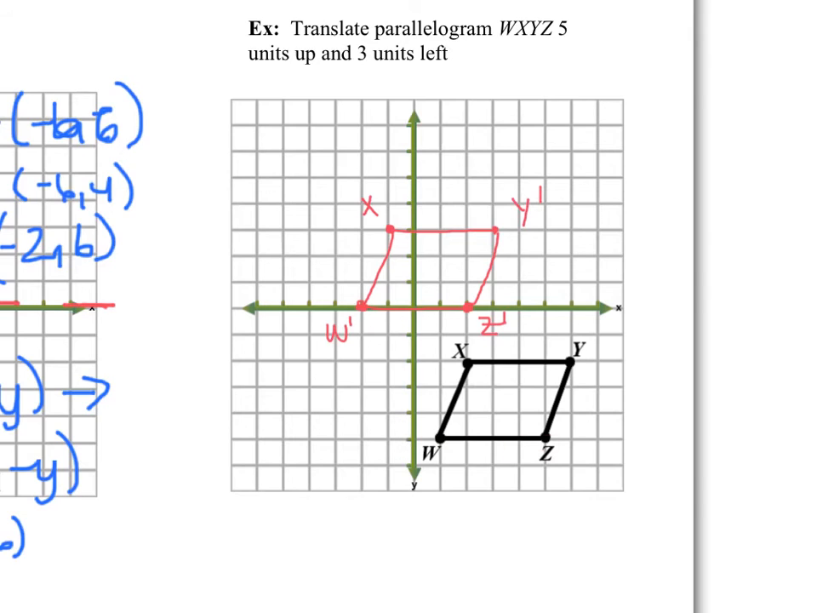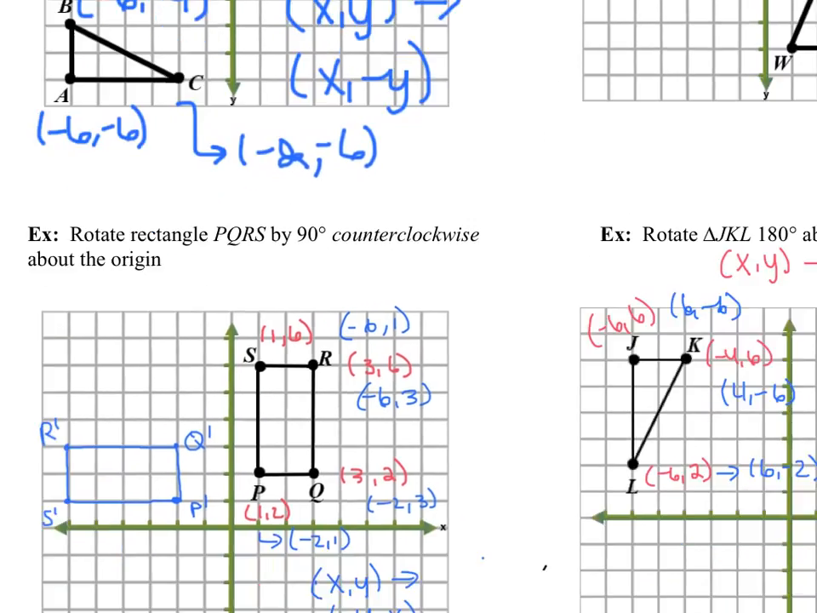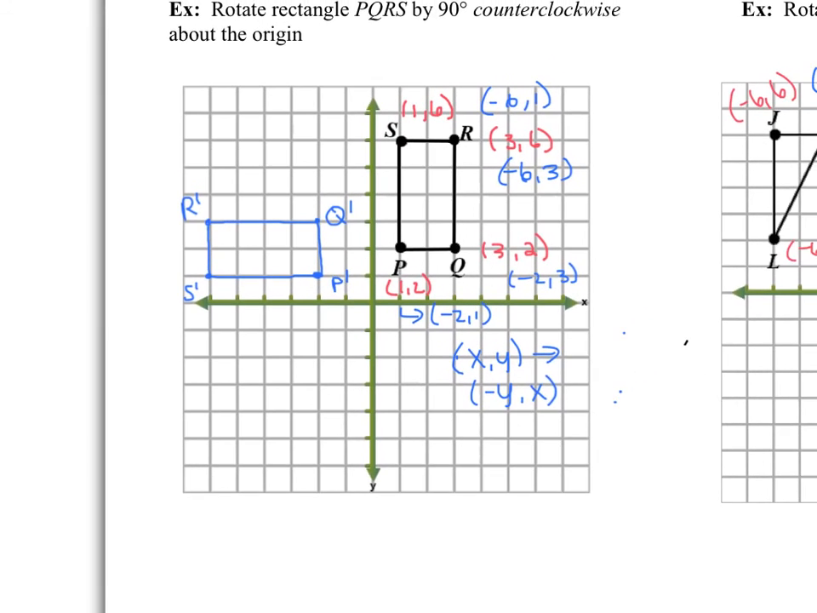And if you look down here, to get from W to Z, it's 1, 2, 3, 4. To get from W prime to Z prime, it's 1, 2, 3, 4. So they should still have the same size. Make sure you label all of your new points as prime, which I didn't there, so that should have been X prime.